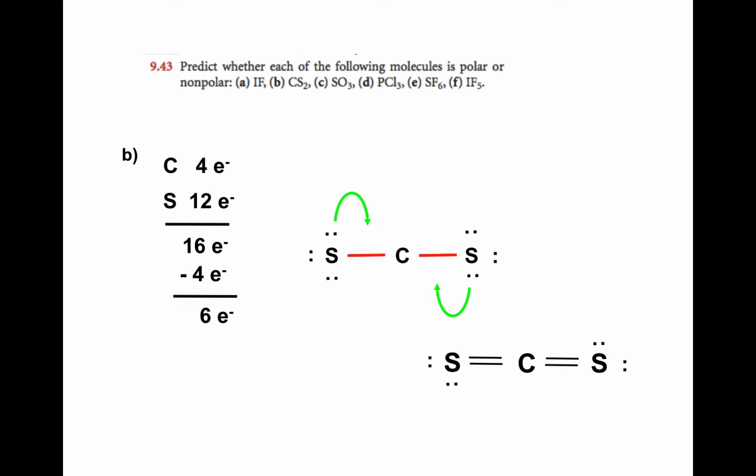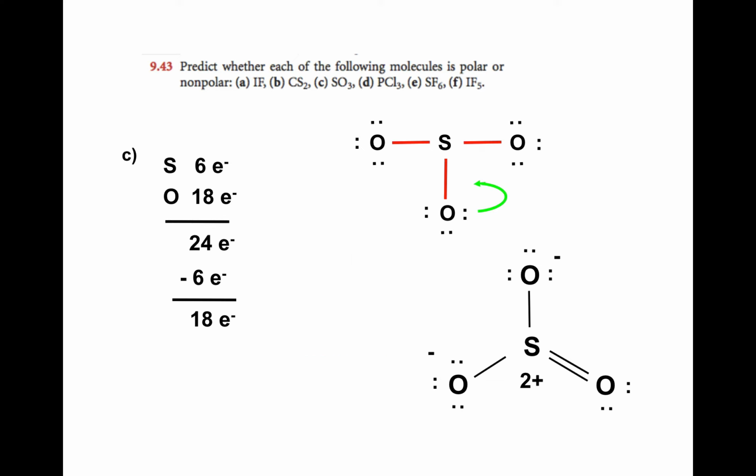CS2, you draw the Lewis dot structure correctly. You're going to have a double bonded carbon as the central atom, two sulfurs flanking on either side, 180-degree bond angle. Those dipole moments, right? The fact that the sulfur is more electronegative than the carbon, they cancel each other out, right? They're pulling in opposite directions. So there is no way to orient the molecule so you have a positive side or a negative side. So with a linear geometry with the same thing on each side, it's nonpolar. No negative side, no positive side of this molecule.